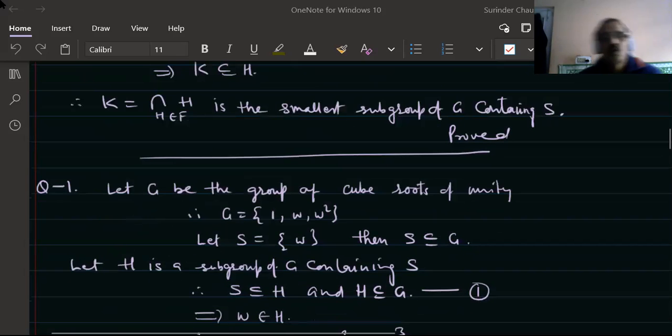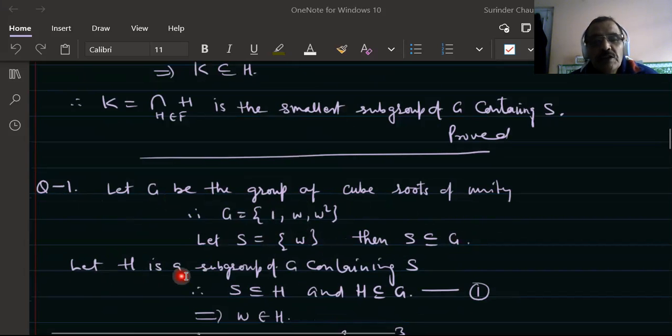Now the next question is: let G be a group of cube roots of unity. That is, what are the elements of G? 1, omega, omega square. We solved this equation in the previous class in the chapter on complex numbers. Let S consist of a single element omega, and this omega also belongs to G, therefore S is a subset of G.